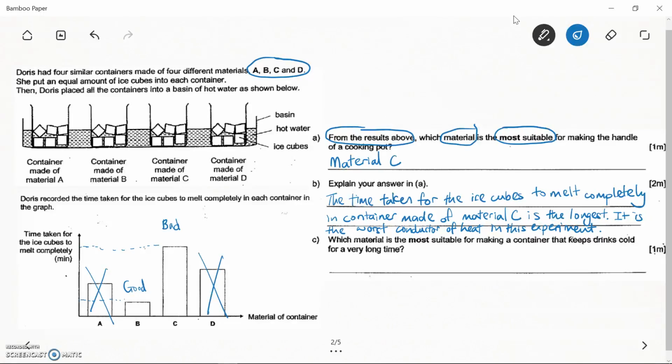Okay, which material is the most suitable for making a container that keeps drinks cold for a very long time? Now we are going to keep drinks cold for a very long time. Are we going to have a good conductor or bad conductor? Again, we are going to choose B or C. Okay, if it is a good conductor, that means the drinks will gain heat quickly and it will get hot quickly. Do you want that? No, you want to keep it cold for a very long time, so it should gain heat very slowly. So it must be a bad conductor. So again, this one is material C.